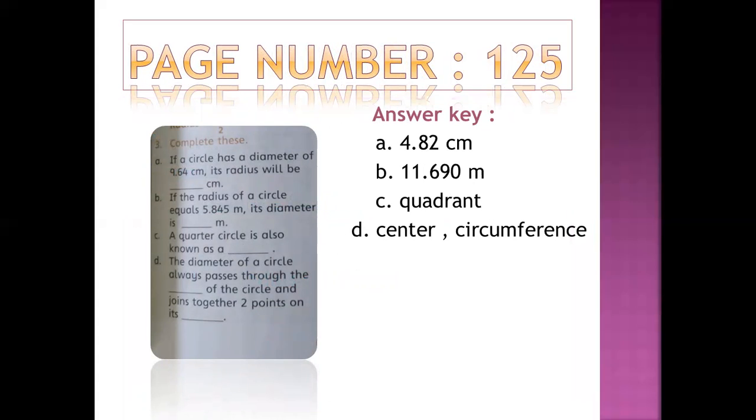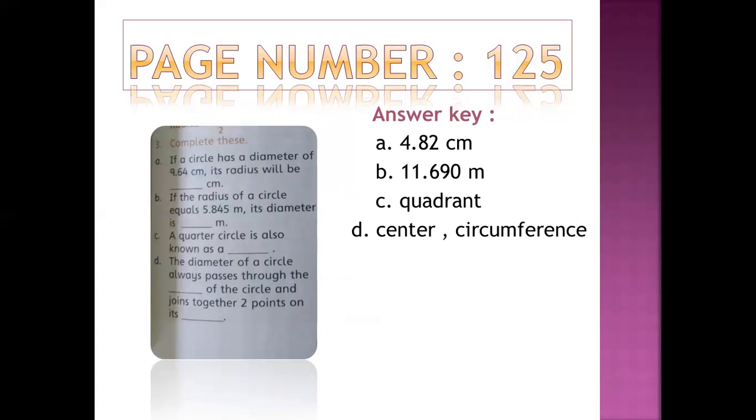Question number 3 is objective blanks. If a circle has a diameter of 9.64 centimeter, its radius will be dash centimeter. You know that when the diameter is given, how we can calculate the radius? If we divide the diameter by 2, we get the required radius. So when we divide 9.64 by 2, 4.82 centimeter is our required answer.